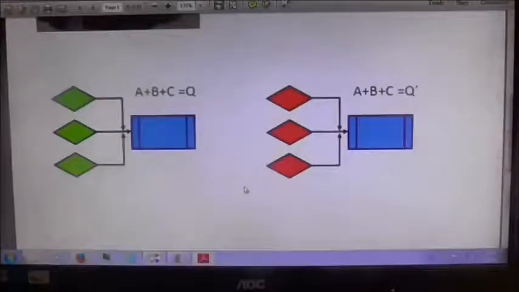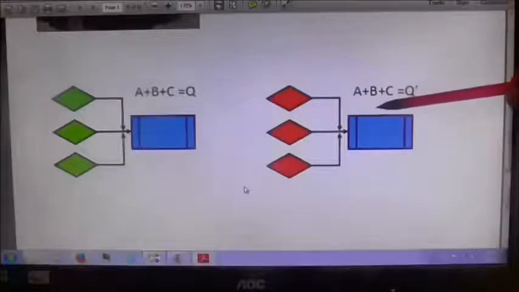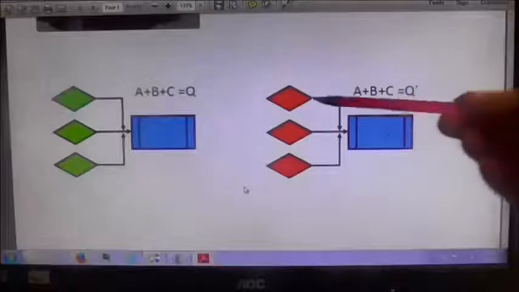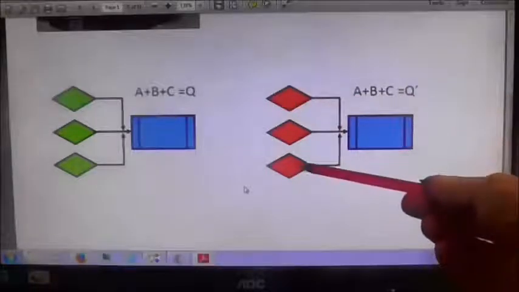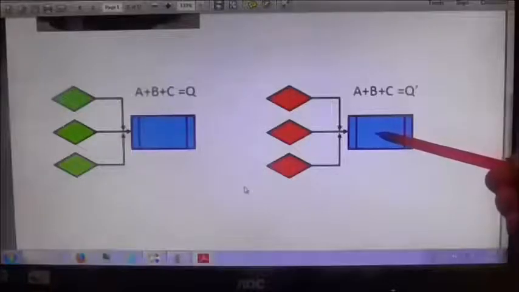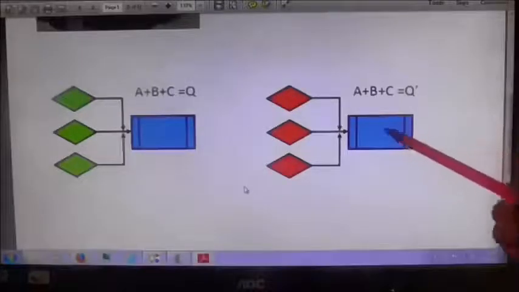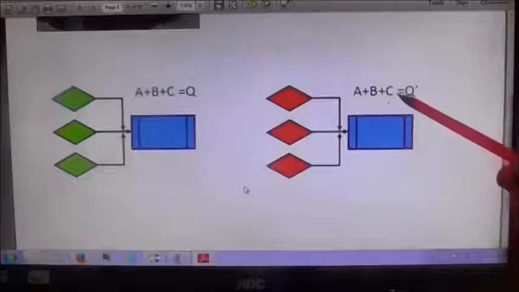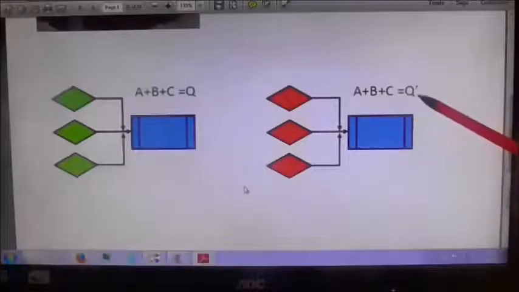It might well be that if the given situations are not true, then you'll have a predictable outcome for that as well. And here, A and B and C are not true, and that gives us the predictable outcome Q. And Boole covered that. He went A plus B plus C equals bar Q, or the opposite of Q.